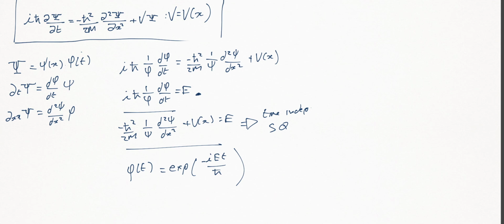So now, using these two equations, we can write that our wave function psi of x and t is equal to psi, which is our time independent Schrödinger equation solution, times the exponential function of minus i times our separation constant times t over h bar.